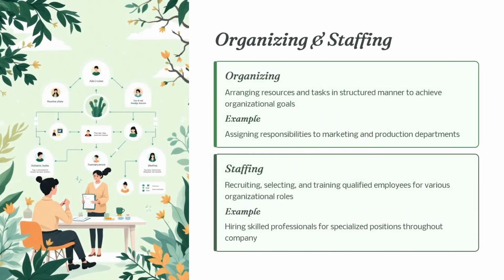After planning, the next function is organizing. Organizing means arranging resources and assigning tasks in a structured way so that the plan can be implemented. For example, in a company launching a new product, managers assign responsibilities to the marketing, production, and sales departments. Now comes staffing. Staffing means recruiting, selecting, and training employees for different roles in the organization. For example, if a company needs skilled employees for marketing or technical work, managers hire suitable candidates and train them. So, organizing focuses on arranging work, while staffing focuses on arranging the right people for that work.